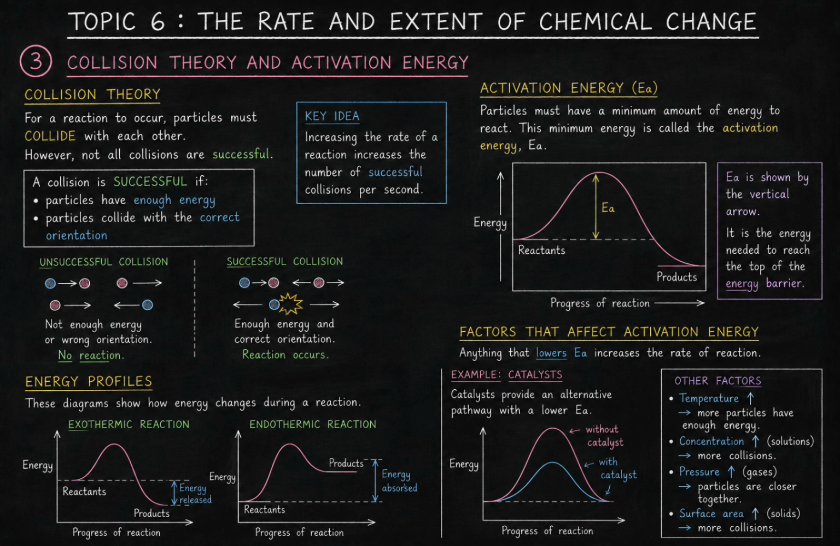Factors that affect EA. Anything that lowers EA increases rate. Example, catalysts. They lower EA by providing an alternative route. On the graph, the curve with catalyst is lower. Other factors don't lower EA. They just give more particles enough energy, like temperature, or cause more collisions, like concentration, pressure, and surface area.